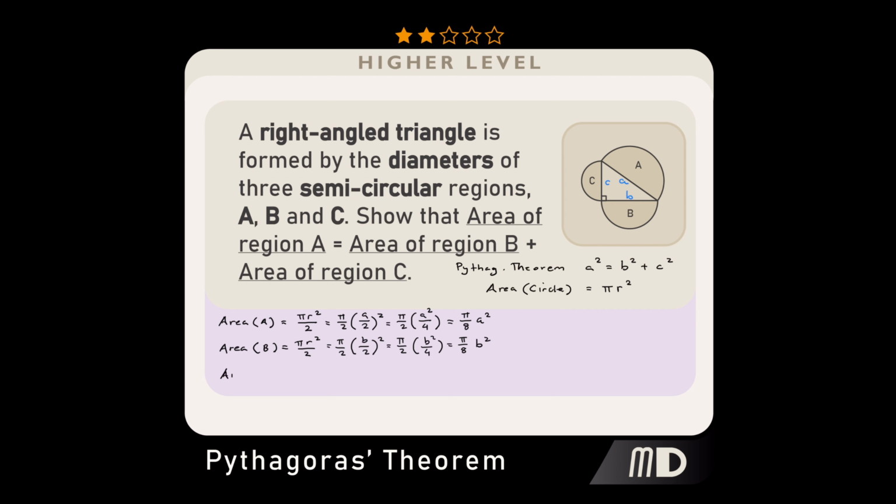The area of C is also half of pi r squared, where r is C divided by 2, and so half of pi multiplied by C divided by 2 squared, which simplifies to half of pi multiplied by C squared divided by 4, which is equal to pi divided by 8 multiplied by C squared.